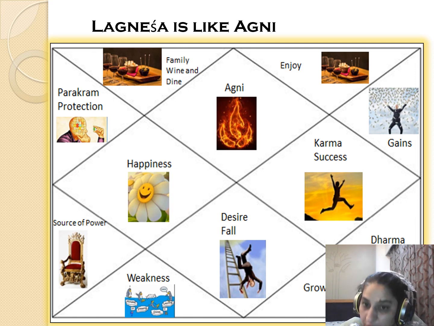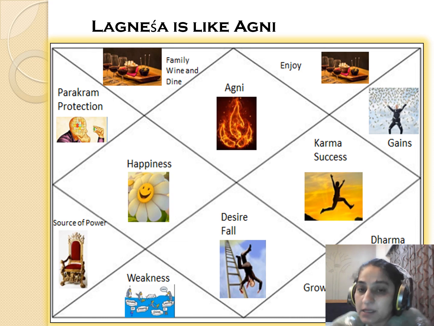Eighth house is your growth. Why? Because eighth to eighth, and we say eighth house is like an alter ego for Lagna. So you will see growth in this house. Ninth house is the dharma from Lagna Lord. 10th house is your karma. 11th is gains, and 12th is again the enjoyment house.